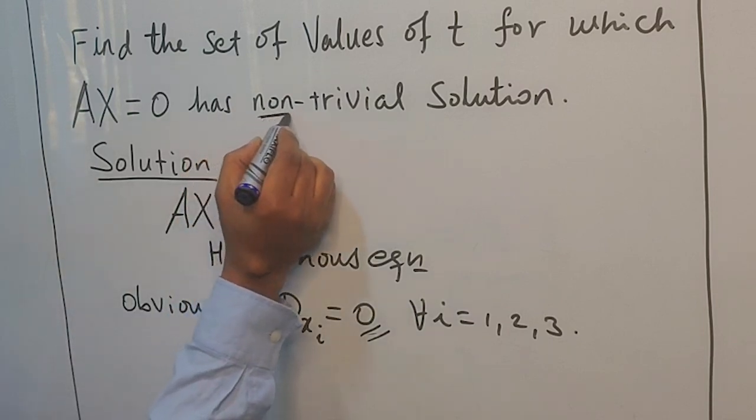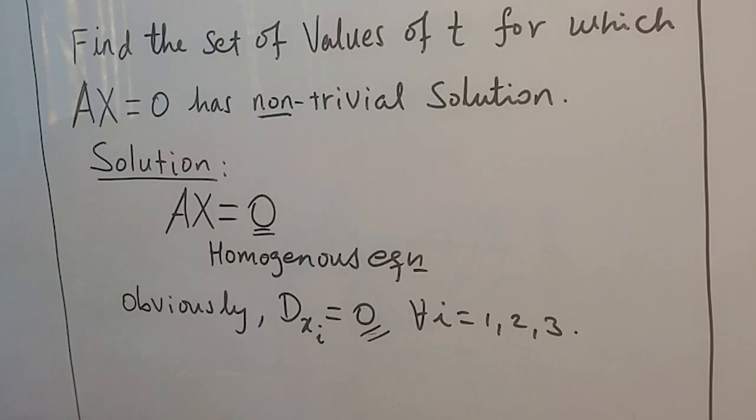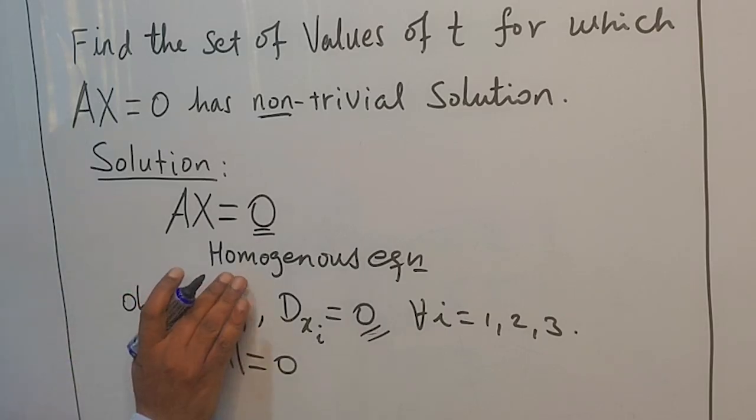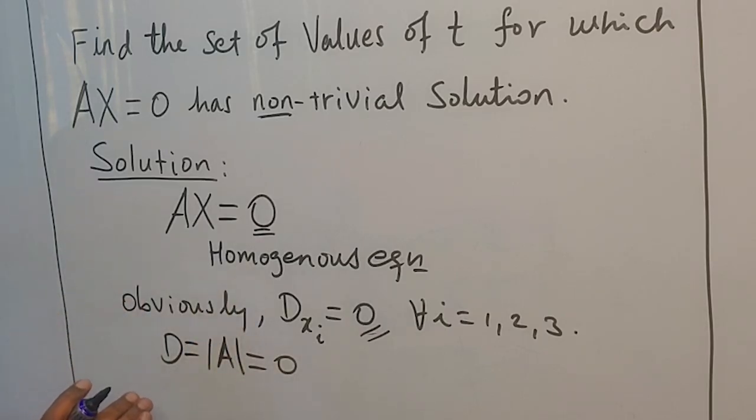But here we assume that it has a non-trivial solution. So in the case of a homogeneous system of linear equations, to get a non-trivial solution, the value of D, which is the determinant of A, should be 0 to have infinitely many solutions. To have a non-trivial solution, the determinant of the coefficient matrix should be 0. So having infinitely many solutions means we have a non-trivial solution.